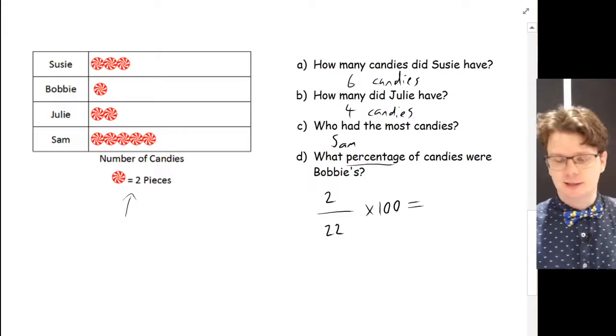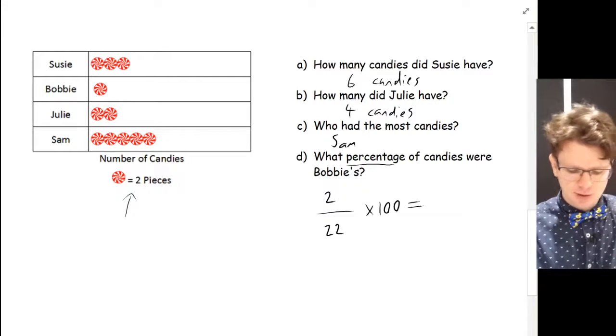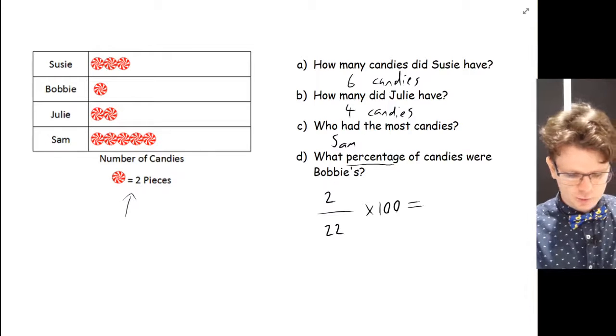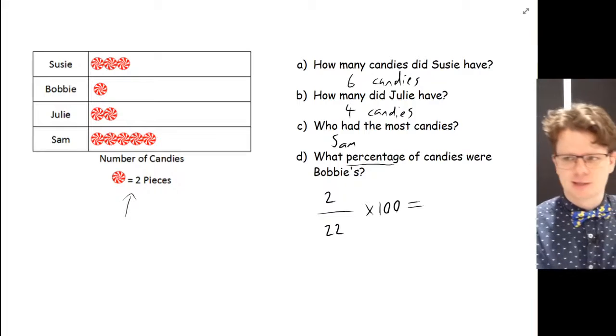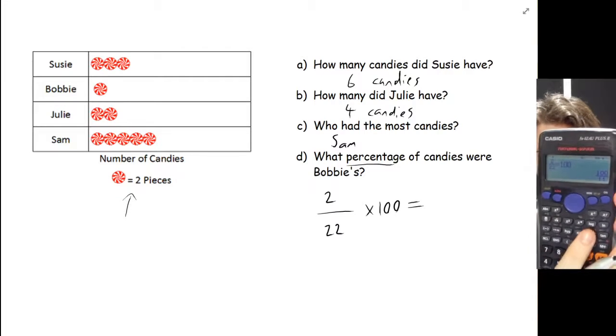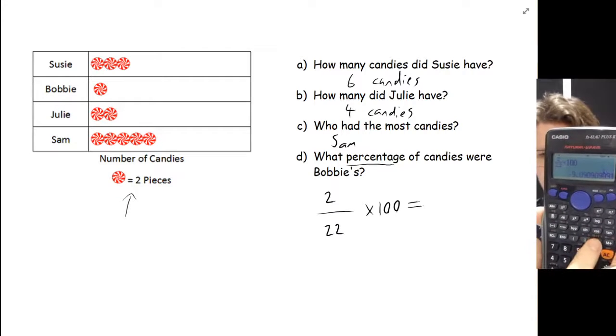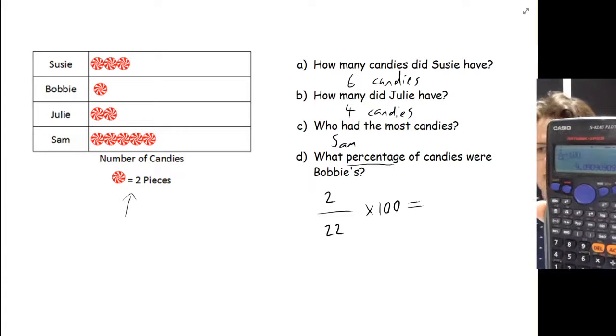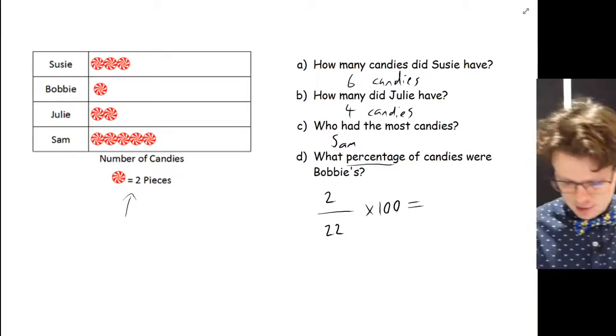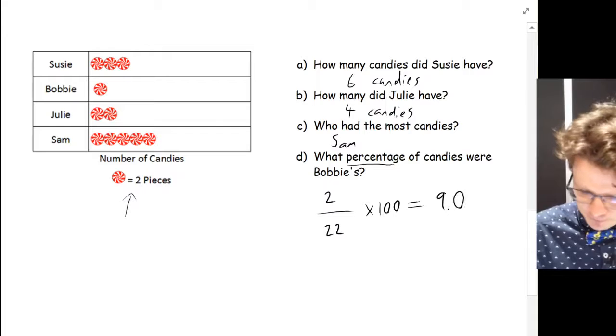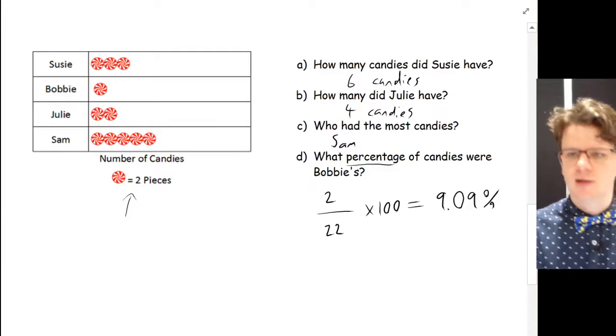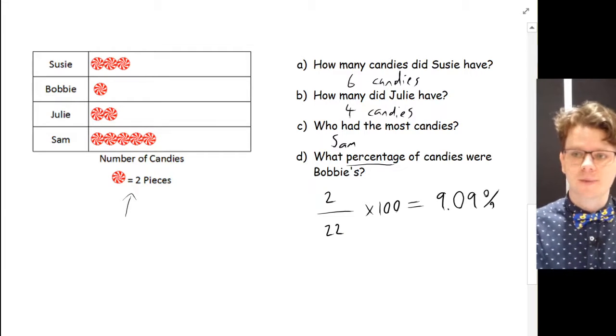And in this particular case, I'm going to need to use my calculator. 2 over 22 times 100. And we're going to get, oh, it's coming up as a fraction. You see that? So just make sure you use that S to D button to make sure it is a decimal. So it's 9.09%. I'm not going to write out the whole thing. So 9% of them are Bobby's.